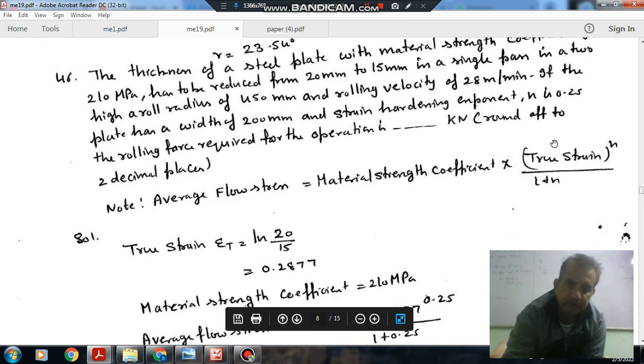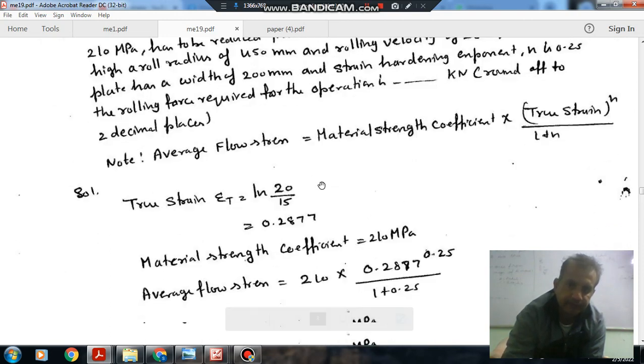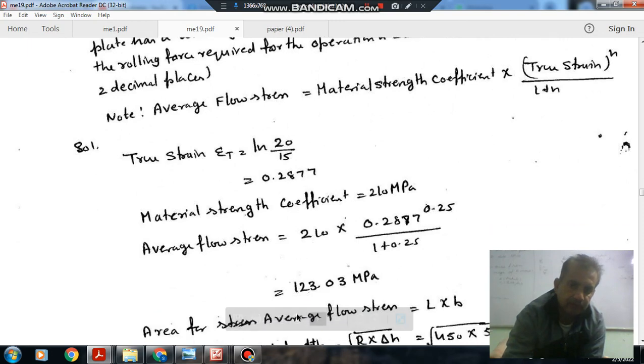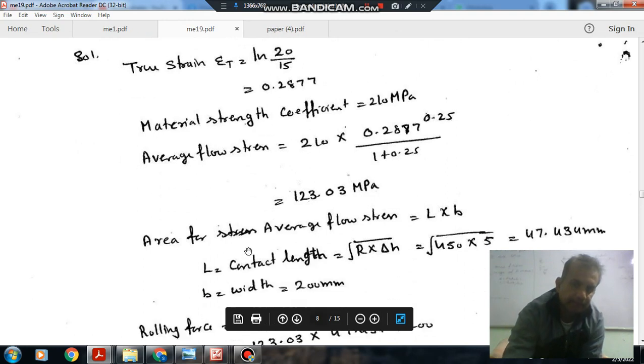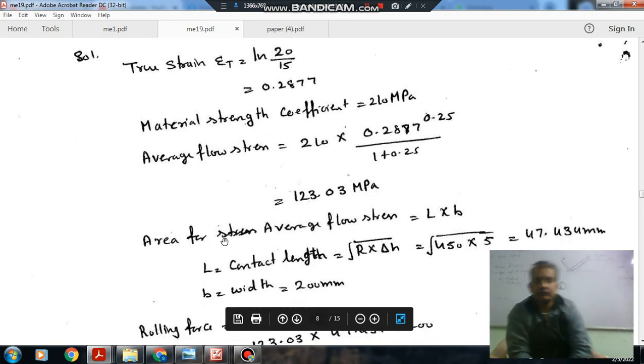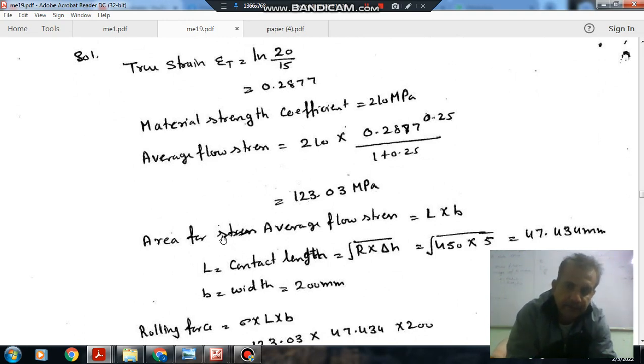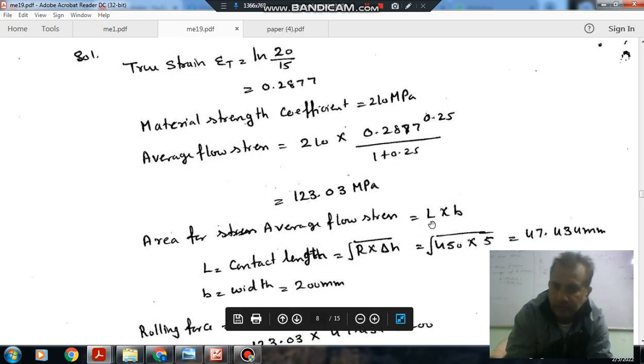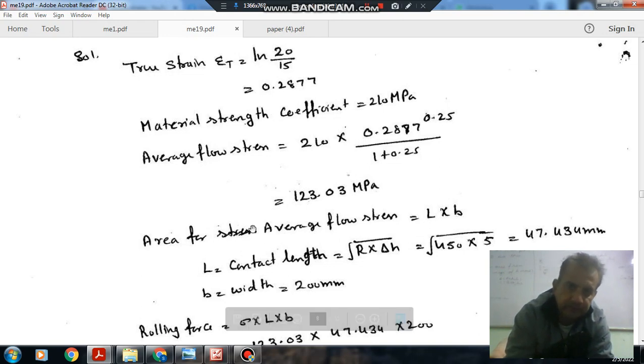Now we can put here the value of true strain and find the average flow stress. So the average flow stress is 123.03 MPa. This average flow stress is acting on the area of the strip, and the area of the strip is L into B. L is the contact length and B is the width. The contact length is the length for which the roller is in contact with the strip. That is given by root of R delta h, where R is the radius of the roller and delta h is the thickness reduced.